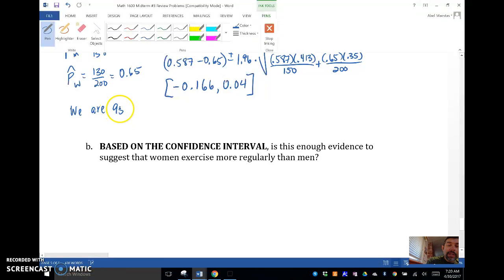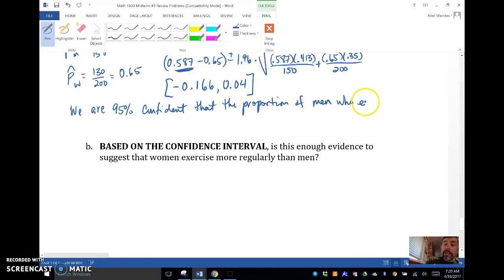We are 95% confident that the proportion of men, now we're starting with men, we say men because that's who we started with here, of men who exercise regularly.